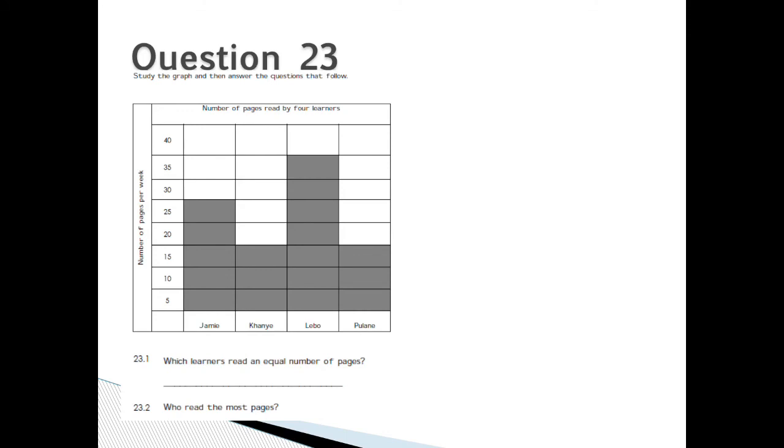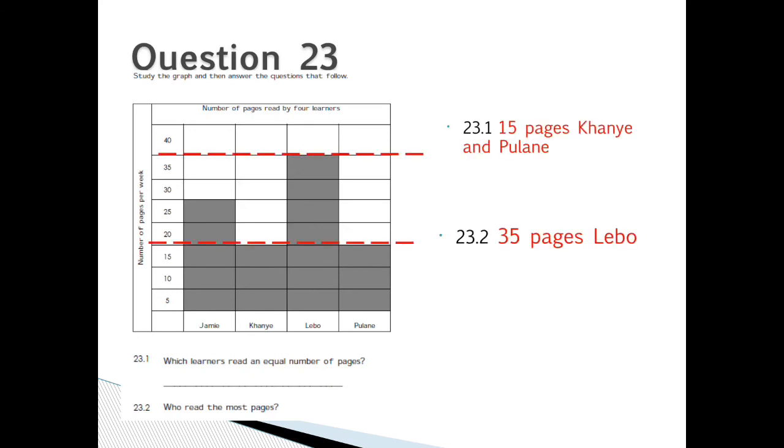Study the graph and then answer the questions that follow. The number of pages that were read by 4 learners. The learners were Jamie, Kanye, Lebu, and Pulane. The number of pages that were read per week was Jamie 25, Kanye 15, Lebu 35, and Pulane 15. Which learners read an equal number of pages, and who reads the most pages? We can see that 15 pages were read by Kanye and Pulane, and 35 pages were read by Lebu.